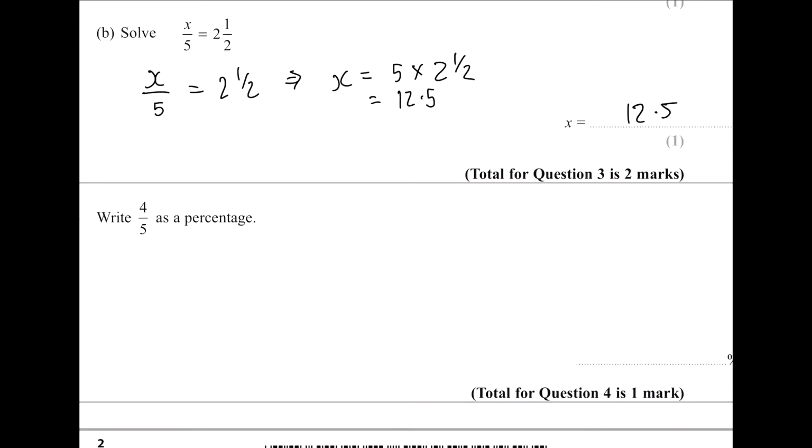Next one, write 4/5 as a percentage. Well, you should know that 1/5 is 20%, so 4/5 is 80%. But another way of turning fractions into percentages is just multiplying by 100. So if you get your fraction and multiply it by 100, that should turn it. Again, when multiplying, you multiply side to side, so you get 400 over 5. And then if you do the division, you get 80.